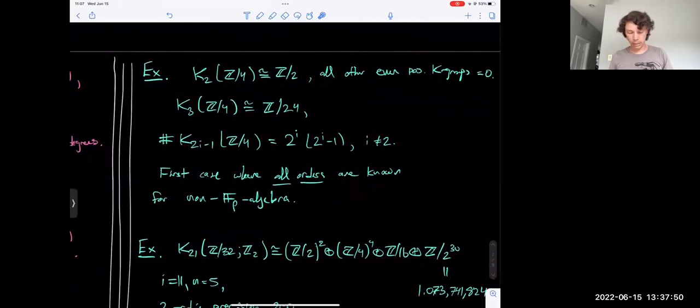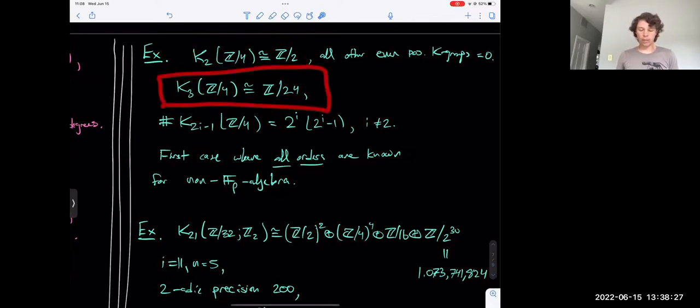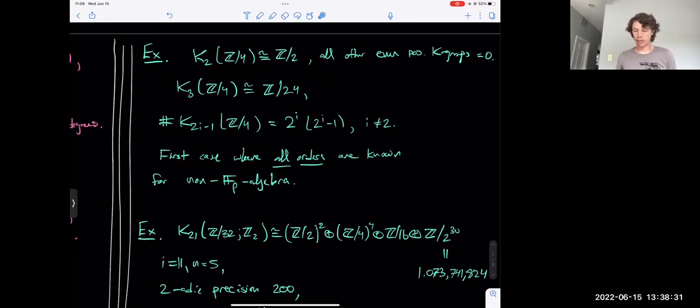And that leads to this example here, which I think is probably the first case of a ring that's not an F_p-algebra where all of the orders of all K groups are known. I mean, except in maybe trivial cases where the groups are 0, in some non-commutative situations and things like that. The answer is that there's a single non-zero even K group, which is Z mod 2. That means K3 is a little bit bigger than it should be. It's Z mod 24, Z mod 8 times 3, so I'm including the prime-to-p information here. And then all of the other odd K groups have this order, 2 to the i times 2 to the i minus 1.